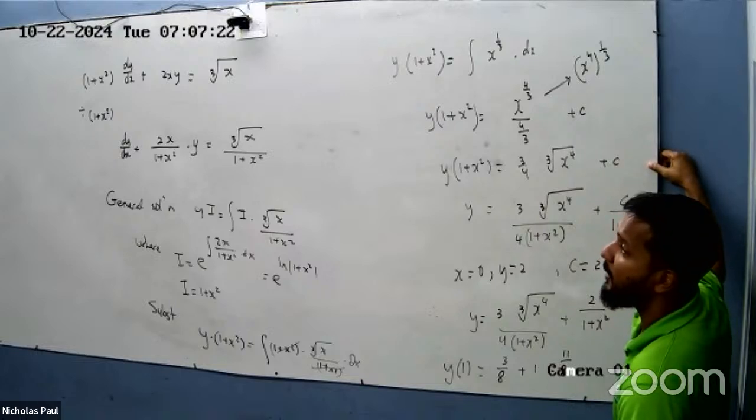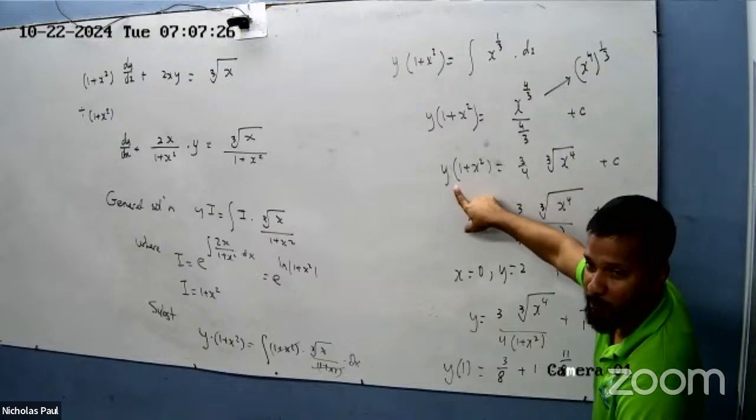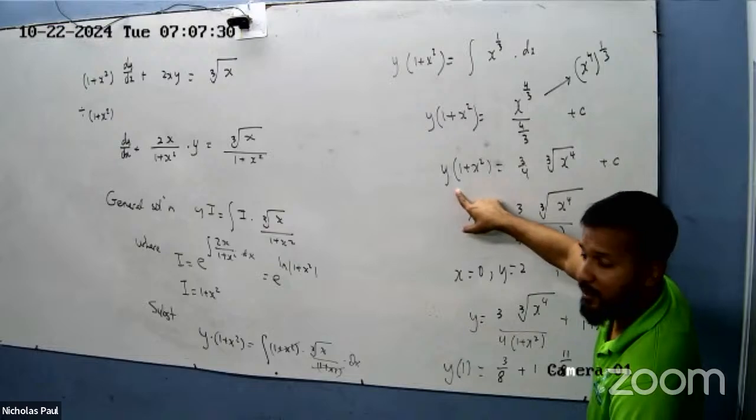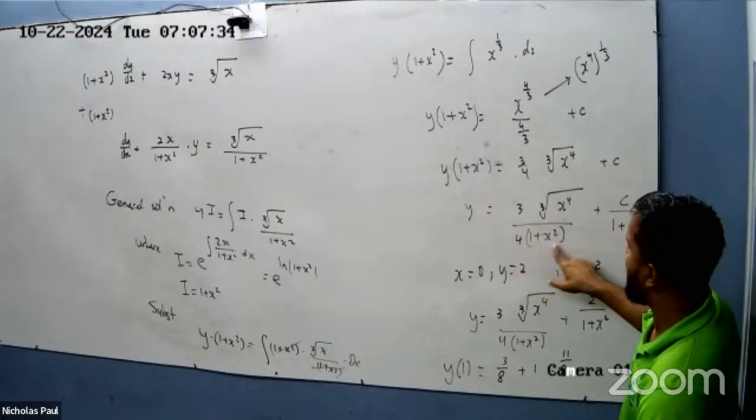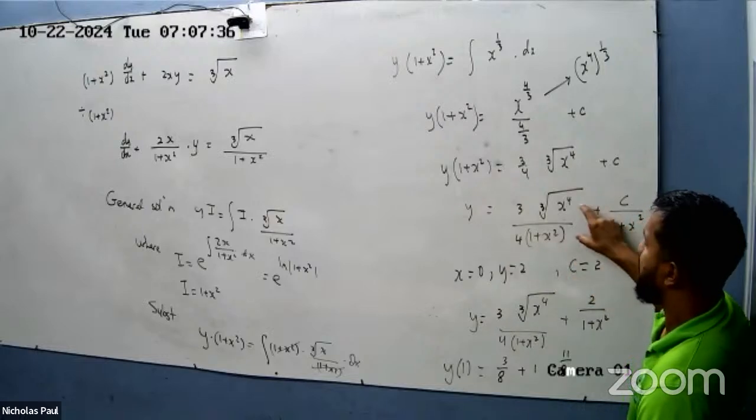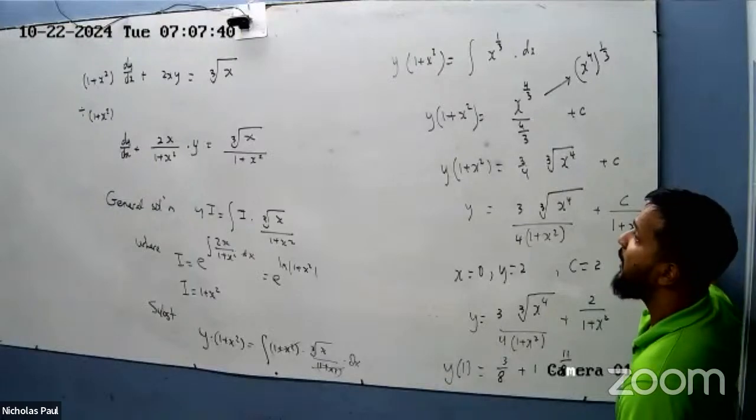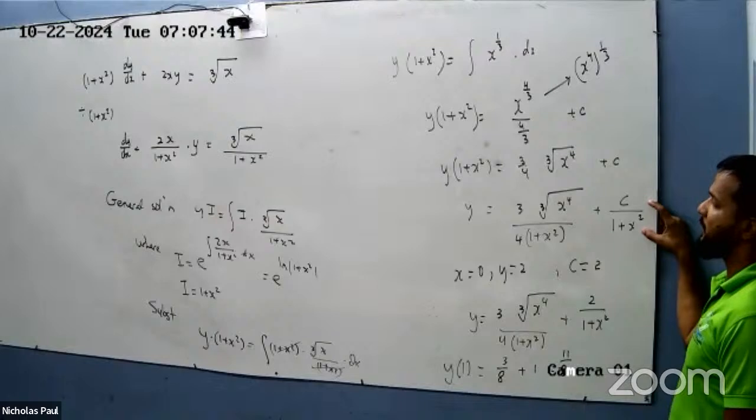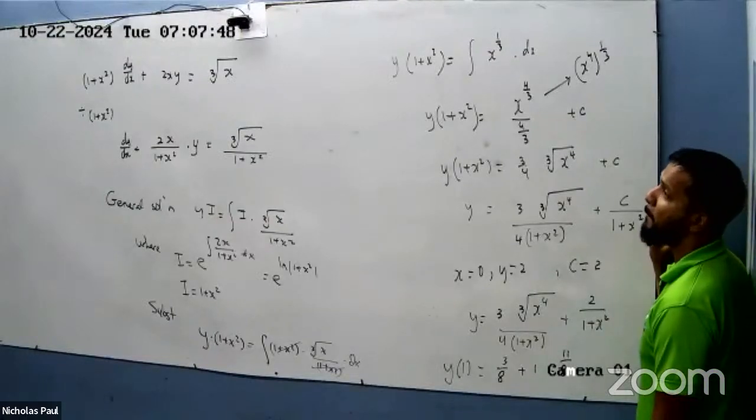Are you coming to sit down here now? Right? So when I reach here now, I'm trying to make y the subject of the formula. So I'm going to divide everything by 1 plus x squared, 1 plus x squared. So I get this, and I get this. When you reach here, that's the general solution. Right? That's the general solution. You okay with general solution?